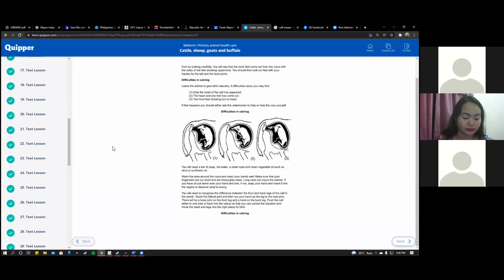So you will need to recognize the difference between the front and back legs of the calf in the womb. Touch the fetlock joint and then run your hand up the leg to the next joint. There will be a knee joint on the front leg and a hock on the back leg. Push the calf either to one side or back into the uterus so that you can correct the situation and move the head and legs into the right place for birth.